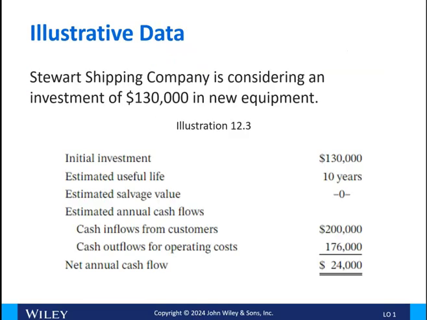So here's some data for an example. Stewart Shipping Company is considering an investment of $130,000 in new equipment. So we have our initial investment. We think it's going to be 10 years useful life, 0 salvage value. Estimated annual cash flows are cash inflows from customers $200,000, cash outflows for operating costs $176,000. So net annual cash flow is $24,000.